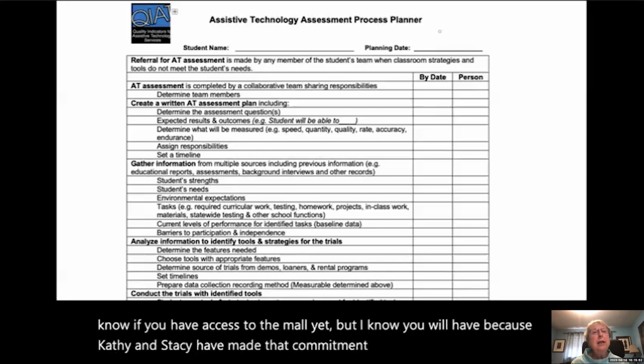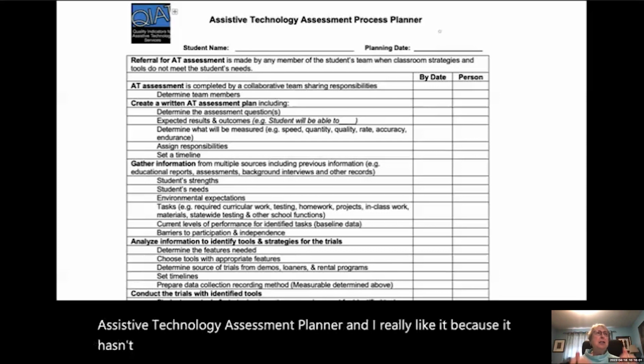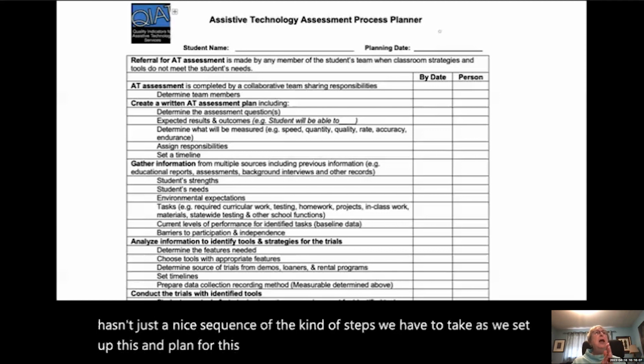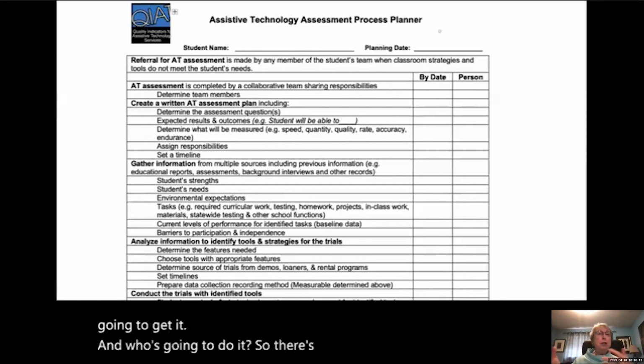The first one is called the Assistive Technology Assessment Planner. And I really like it because it has just a nice sequence of the kind of steps we have to take as we set up and plan for this assessment. And I like thinking about when I'm going to get it done and who's going to do it. So there's nothing written in stone about this.